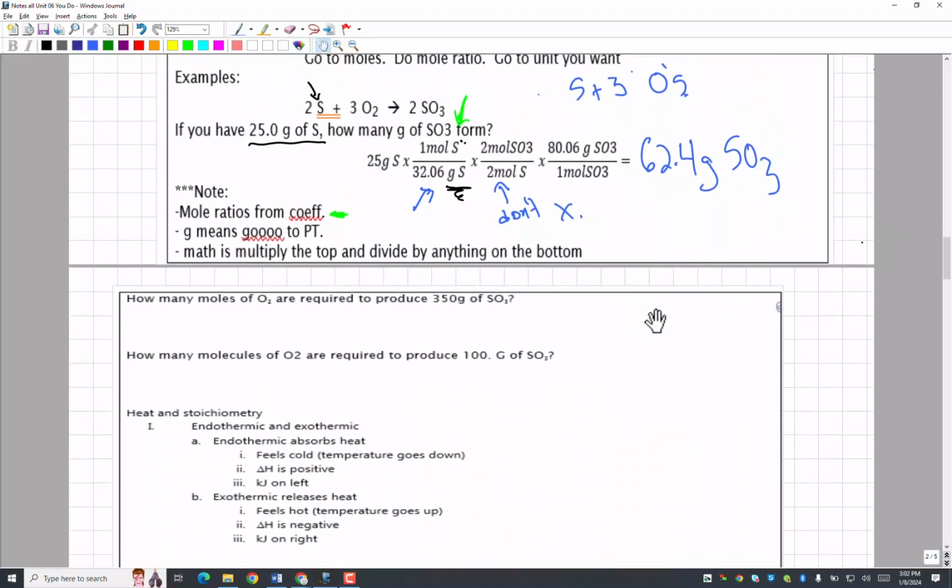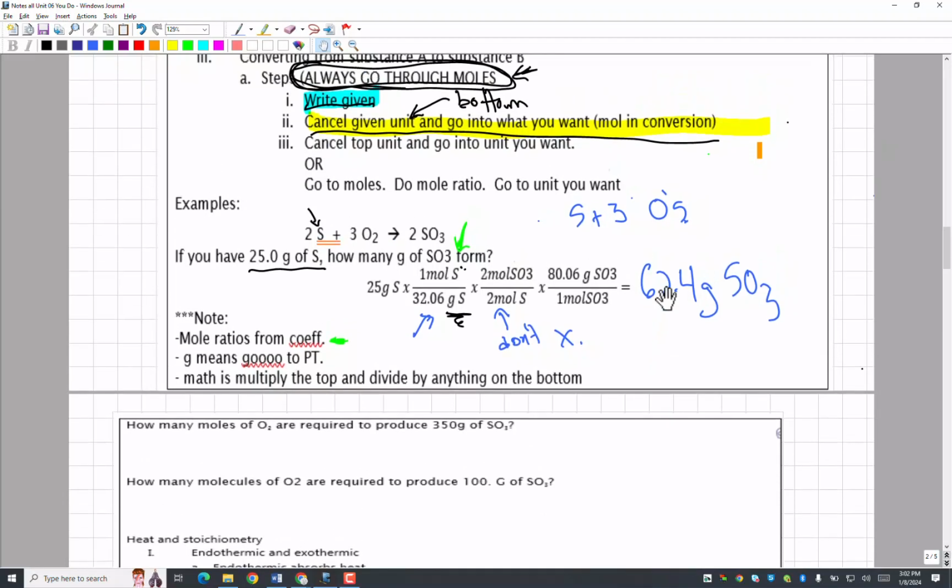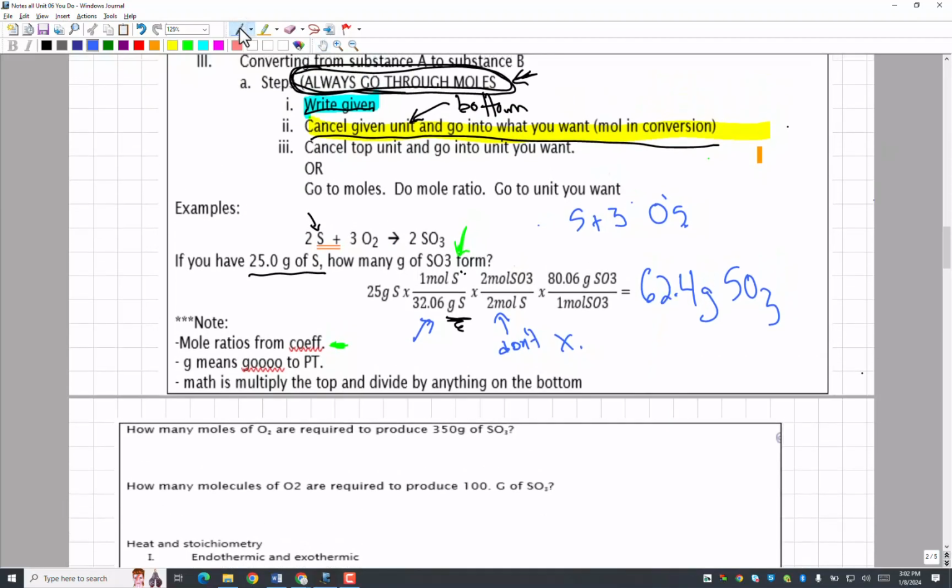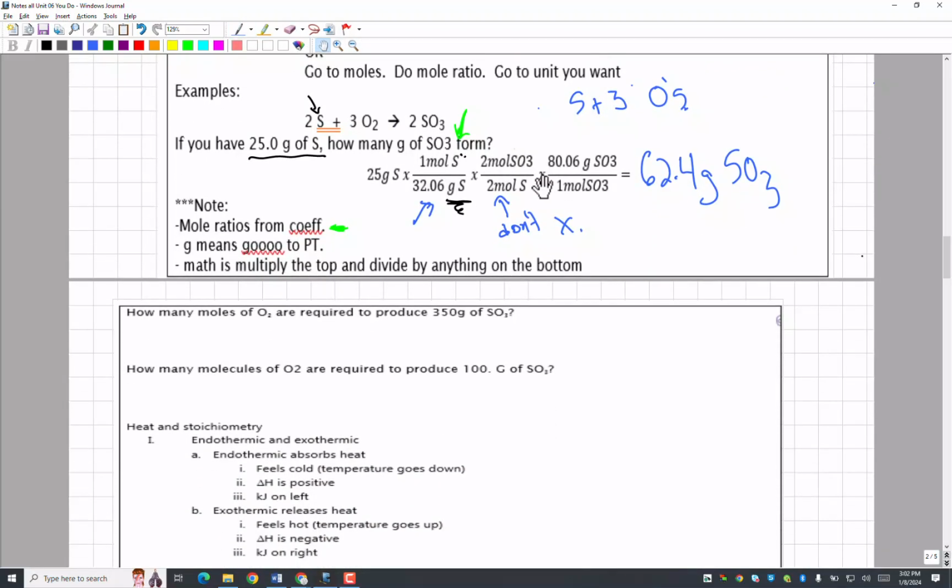How many moles of O2 are required to produce 350 grams of SO3? Here we go. Get it where I can see my equation still. So my given, 350 grams of SO3. 350 grams of SO3 times dividing bar. Grams of SO3, cancel that unit. Always go through moles, moles of SO3. Now, right here, moles of O2 is my dream, okay? So that's what I want to go into.